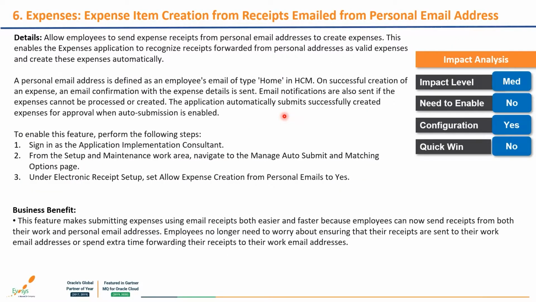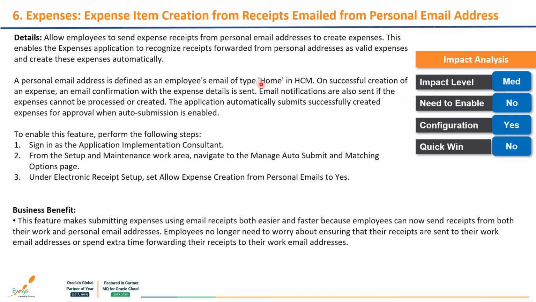Next update for expense application we have is for creation of expense item through employees' personal email address. Till now, the user had to send an email from their work email address only, right? They send the receipt from the work email address to Fusion, and then accordingly the expense item will be created, correct? But with this update, Oracle has identified that the user can add their personal email address in the HCM record as a type of home.